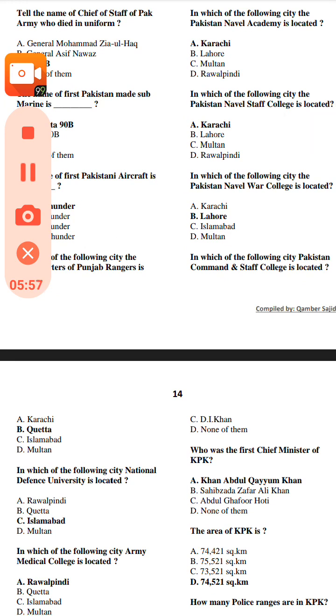In which city is the Pakistan Naval Academy located? Karachi. In which city is the Pakistan Naval Staff College located? Karachi. The Pakistan Naval Academy is also located in Karachi and the Pakistan Naval Staff College is in Karachi. In which city is the Pakistan Naval War College? Lahore.